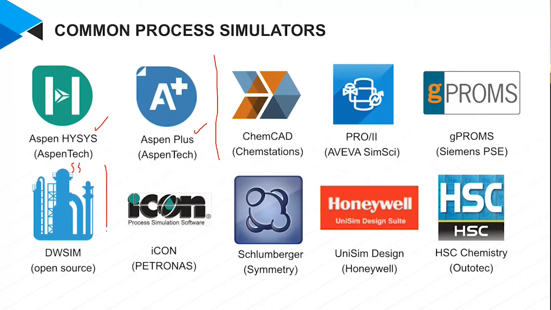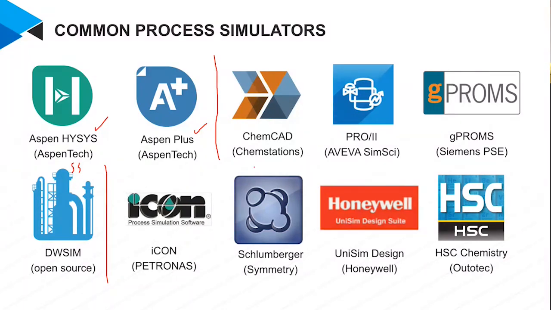And for some more specialized kinds of process simulators, we have ICON, which is developed by Petronas Group Technical Solutions, or Petronas GTS. So if you have people working in Petronas, then you will probably have heard of this term, ICON. And this is Petronas proprietary software, which only they have and only they are using. I'm not sure if any other people are using it. Schlumberger has Symmetry, which is actually not originally owned by Schlumberger. It's actually owned by another company that Schlumberger bought over.